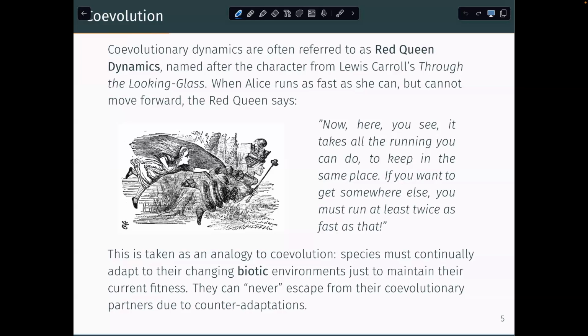And she says, basically, why aren't we going anywhere? And the Red Queen says to Alice, well, you see, it takes all the running you can do to keep in the same place. If you want to get somewhere else, you must run twice as fast as that. So what does that have to do with coevolution? Well, this is often taken as an analogy for coevolution, with this running being essentially adaptation.